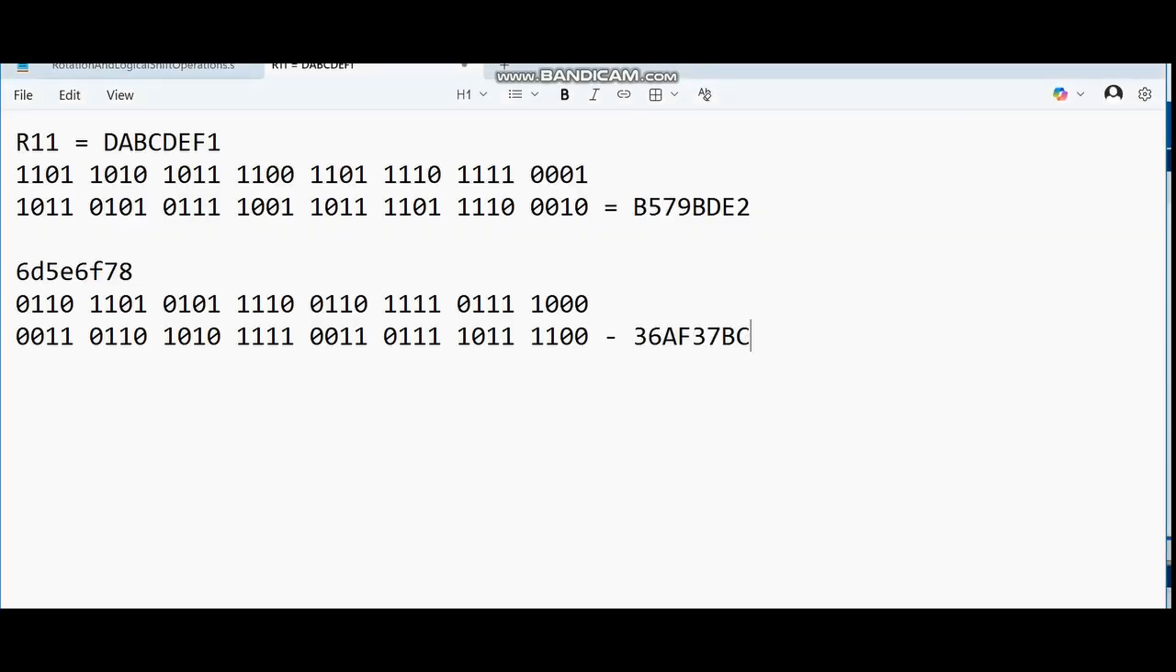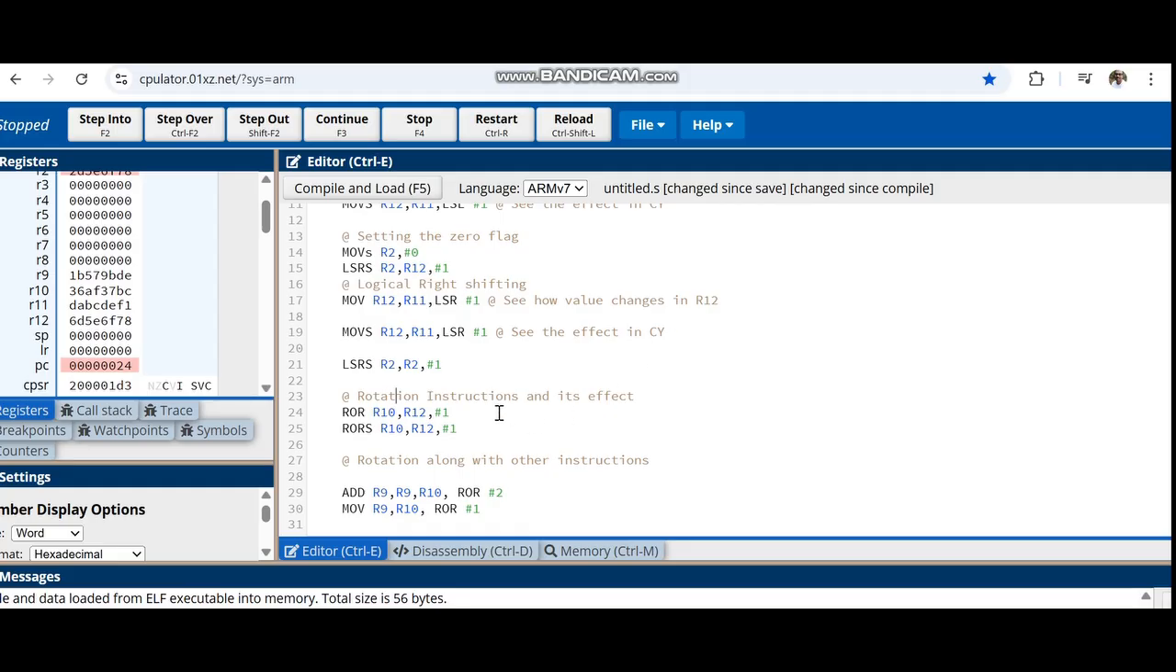So now in this ROR, the rightmost bit will be rotated. So this 0 comes in the leftmost position and the rest of the bits will be right shifted. So this comes here 0, this comes here 0, 1, 1, then 0, 1, 1, 0 and so on and so forth. So we should get the answer as 36AF37BC. So let us see whether we are getting that answer in R10. So 36AF37BC, that is the answer we are getting in R10.